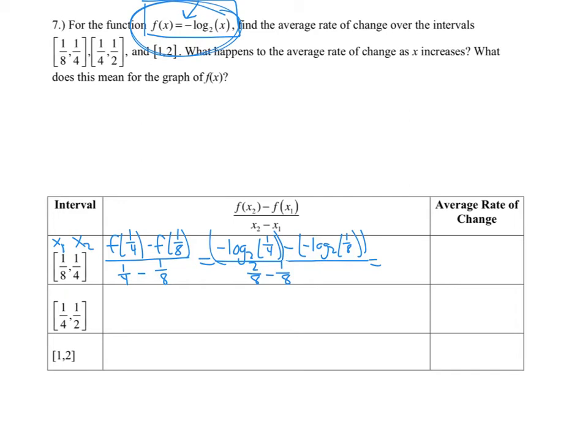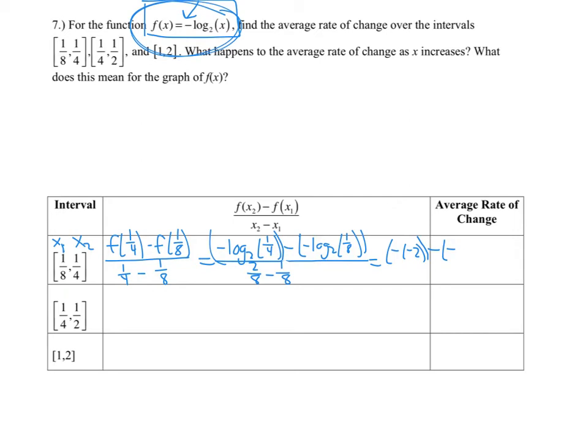Alright, so log base 2 of 1/4, well, that's -2, because we'd have to use a negative exponent to get the 2 in the denominator, and then square it to get 4. So we've got negative 2 minus the opposite of the log base 2 of 1/8. Again, we know it's a negative to get the 2 in the denominator, and 2 cubed is 8.